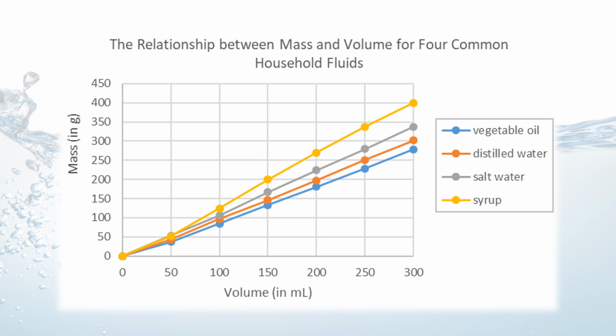Now, then I've plotted a separate line for each fluid. So I've got my line here for syrup. I've got my line here for salt water. I've got my line here for distilled water, and I've got my line here for vegetable oil. What this graph shows you is the relationship between mass and volume for each of these substances. In other words, it shows you what happens to the mass of a substance as you increase the volume.